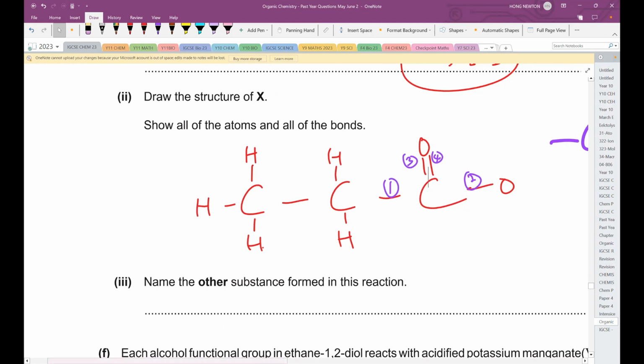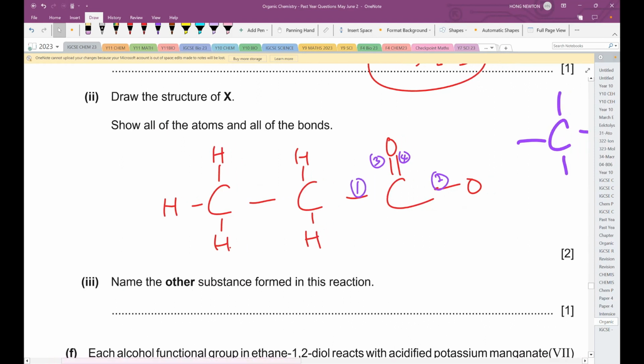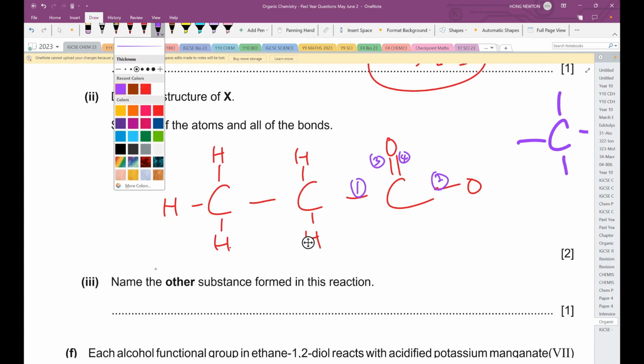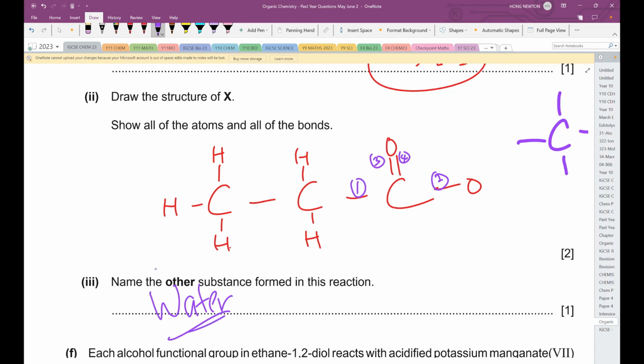Okay, name the other substance formed from this reaction. It's water, because we know alcohol plus carboxylic acid forms ester and water.